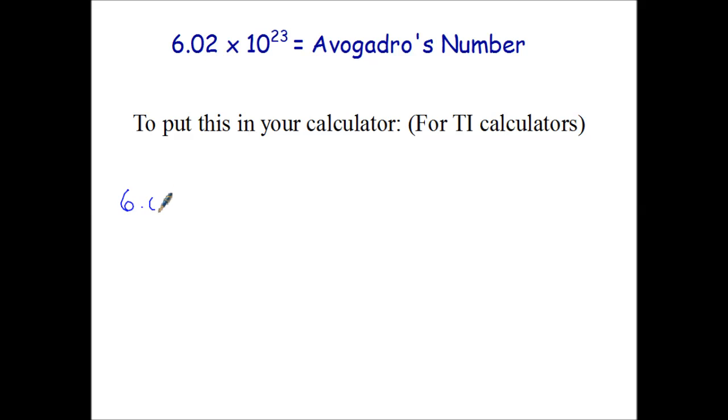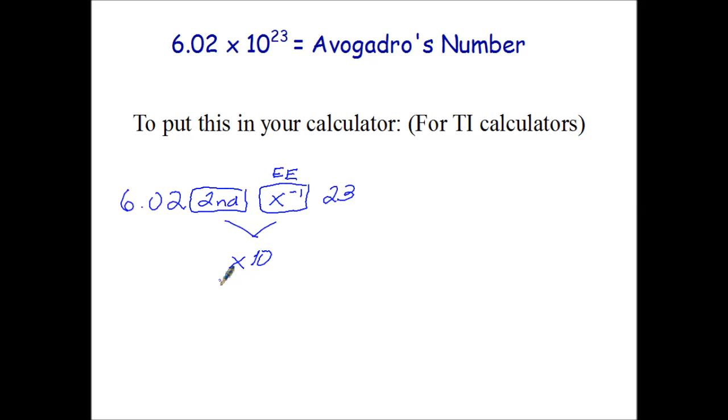So type in the 6.02, and instead of times 10, make sure that you hit the second button, followed by the x to the minus 1 button, and remember above that button is that double E, that EE. Okay, so that whole thing right there is the same as times 10. All right, so then the last thing that you have to do is just punch in your exponent, which in this case is 23. All right, so just a quick refresher on how to punch in the numbers into scientific notation.